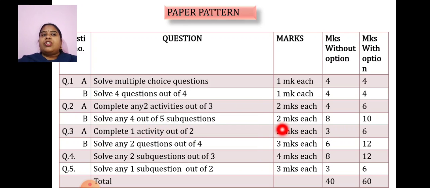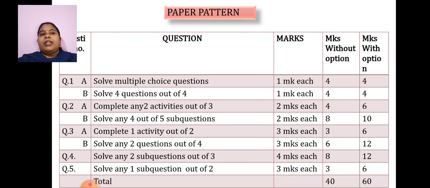3 marks each. These 2 questions 3A and 3B are 3 marks each. Right. Question number 3B is solve any 2 out of 4. Here also each question carries 3 marks, so a total of 6 marks. Now question number 4 is a little lengthier one because it will be 4 marks each. So out of 3 you have to do any 2. 4 marks each, so a total of 8 marks. And question number 5 will be solve any 1 out of 2, which will carry 3 marks.